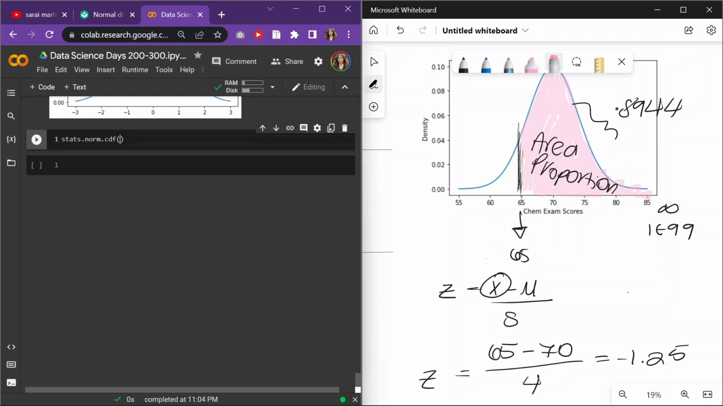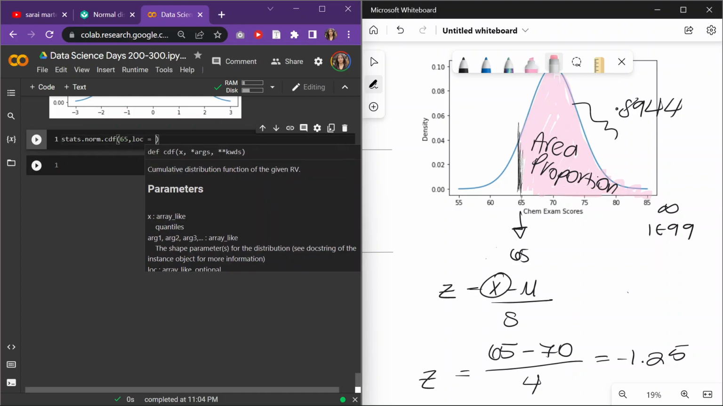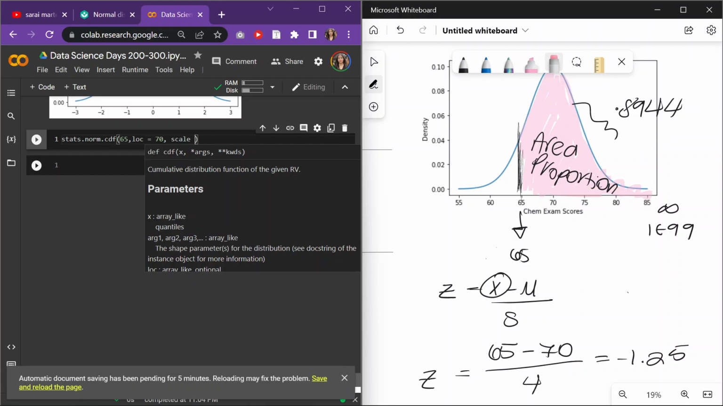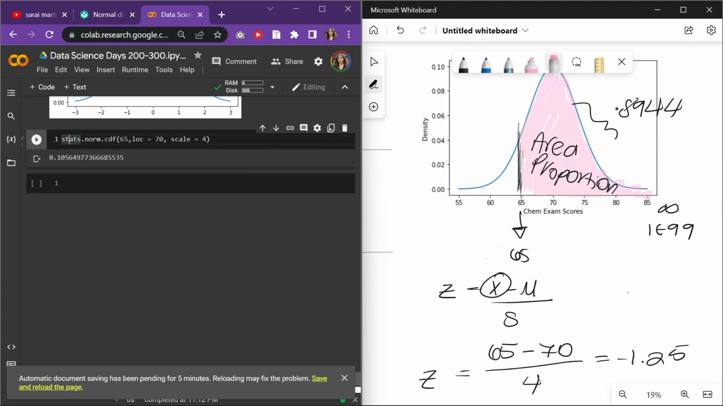Okay, but I'll show you that in a second. So basically, you'll start with CDF and you put in your x, so it takes in 3 parameters. Your point, which is 65, then your mean, which is 70, and your scale, which is 4. And then if you run that and round it to 4 decimal places, you see that we don't get the right answer.